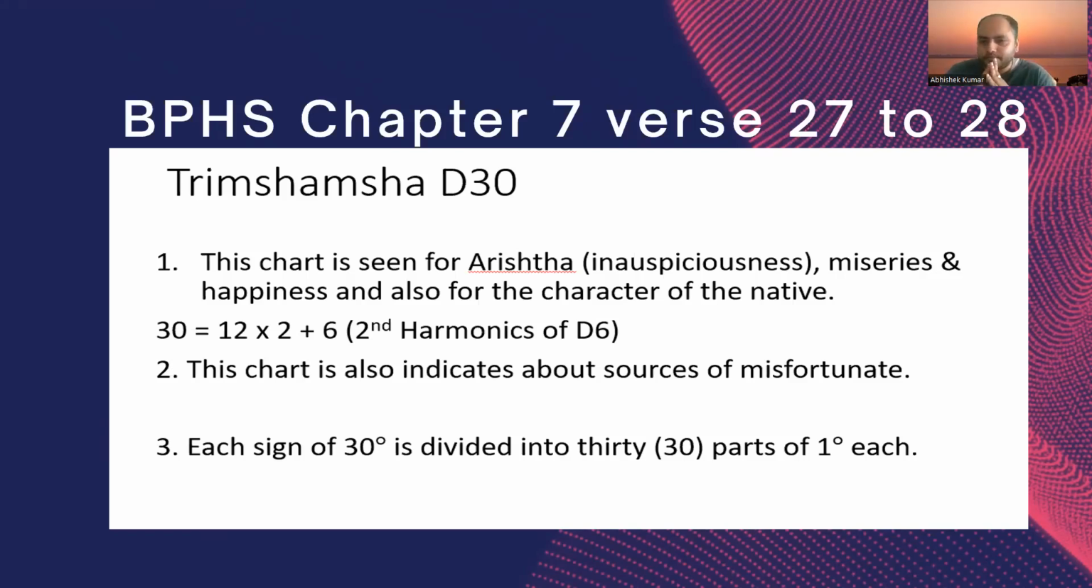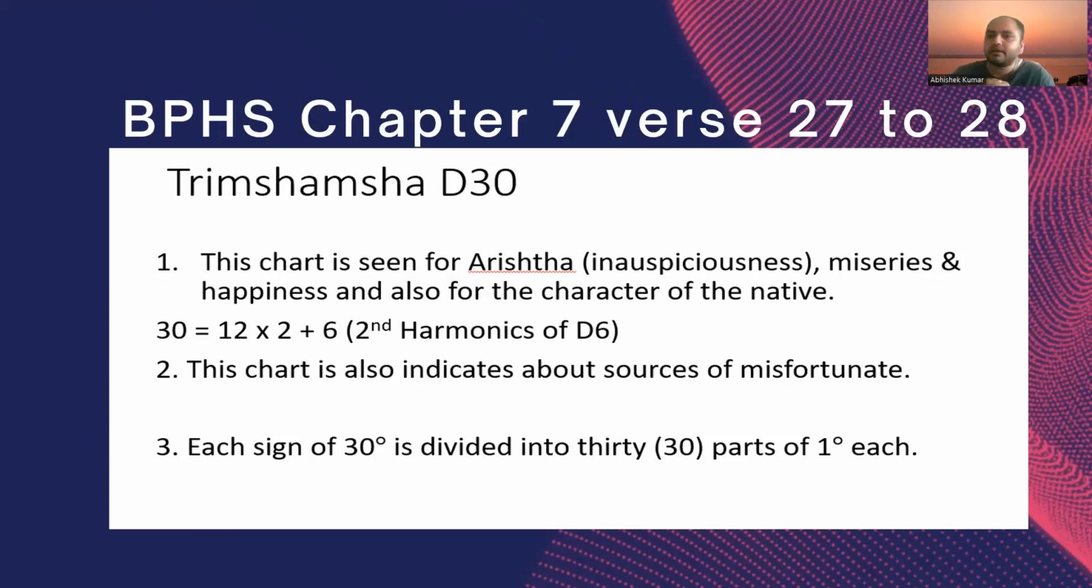D30 is also one of the higher divisional charts, as I have already explained in the previous episode. When we do analysis at the gross, very physical level, that is 1 to 12, D1 to D12. Then we drill down a further 12, D13 to D24, and we are at the conscious level. That is the first harmonics.